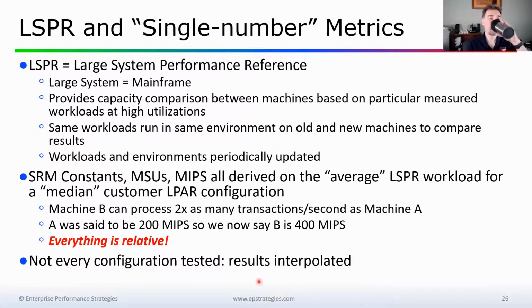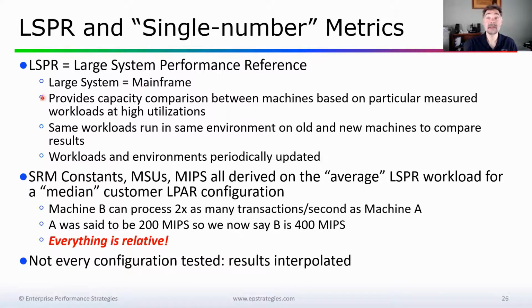So all of these measurements, the service units per second, the MSUs, and the MIPS are what we sometimes call single number metrics. In other words, it's a single number to represent the capacity of the machine. These are all derived from something called the large system performance reference, where large system is IBM speak for mainframe.